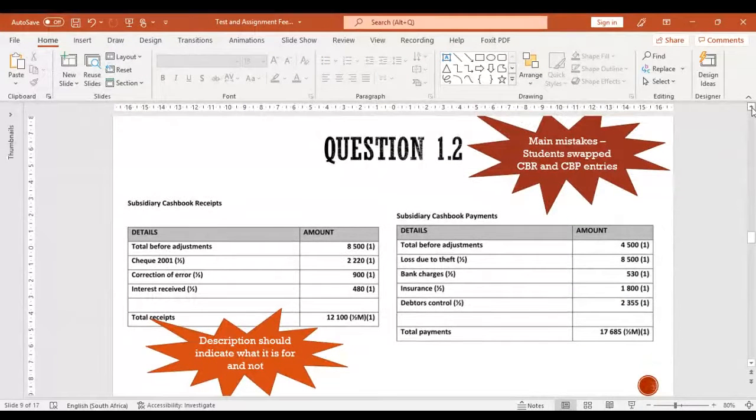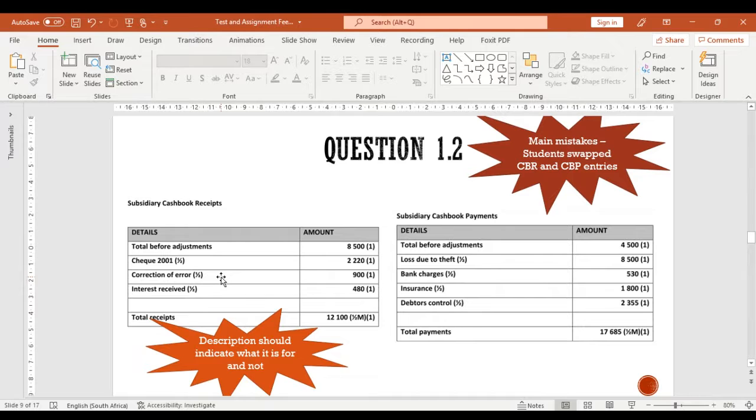Now for question 1.2, students swapped these amounts around. Some of the items that were supposed to be on the cash book receipts ended up on the cash book payments and vice versa. Now, what you had to do is you started with your amounts before any adjustments. Those amounts were given to you. Then your details, you need to give me a description specifically of what it is. So if it relates to a specific check, you write check and you give the number. If it is a correction of error, you write there it's a correction of error. You do not write it is.